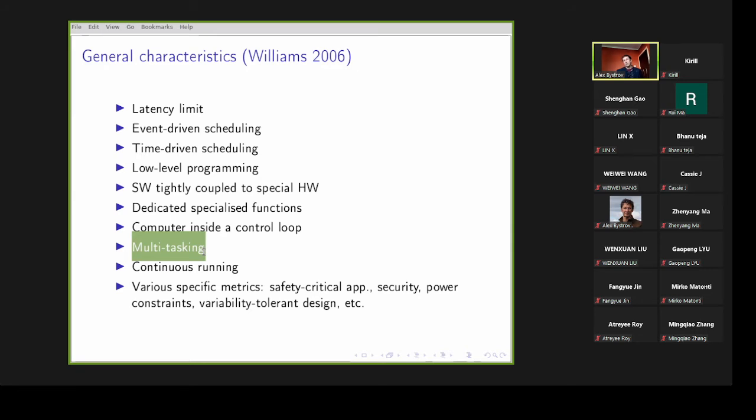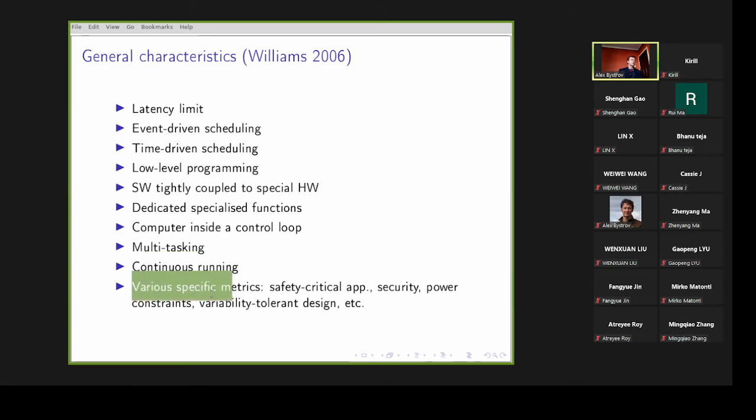How it is done: the processor quickly switches between one task and the other, and the overall impression is that several tasks are executed at the same time, even if the processor has just a single core. But if it has multiple cores, then it's easier. And this kind of fast switching between the tasks is the business of schedulers, which do scheduling. So everything is connected with this. Continuous running: as a computer sits inside a control loop, this control loop is running continuously for a prolonged period of time. So it's not just a one-off computation usually.